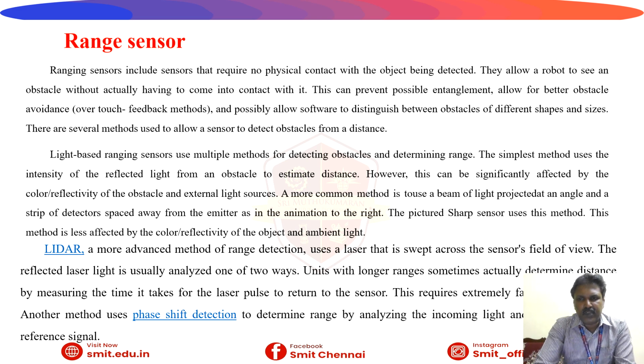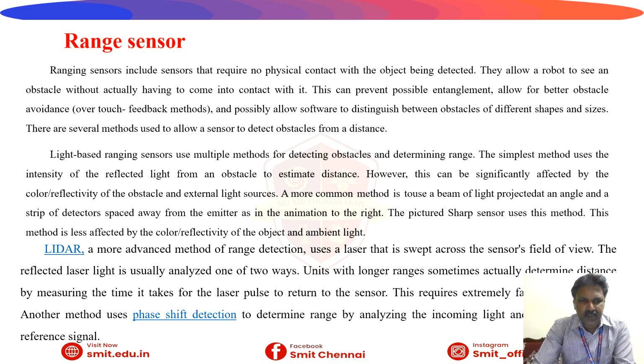However, this can be significantly affected by the color and the reflectivity of the obstacle and the external light sources. If I see the color and the reflection of the obstacle, it can identify what objects are in front of that. A more common method shows a beam of light projected at an angle and a strip of detector spaced away from the emitter, as in the animation to the right. The pictured Sharp sensor uses this method. This method is less affected by the color and the reflectivity of the object and the ambient light.